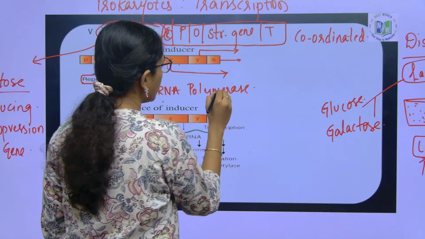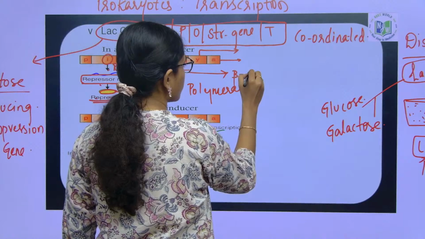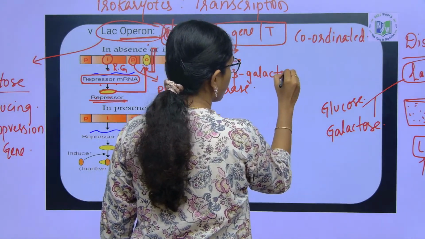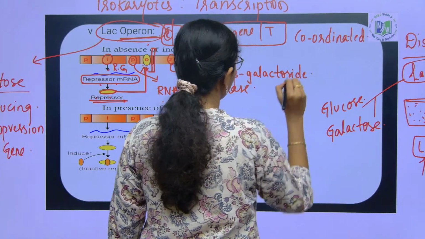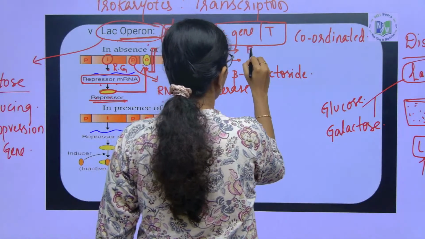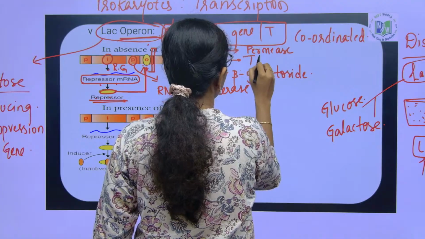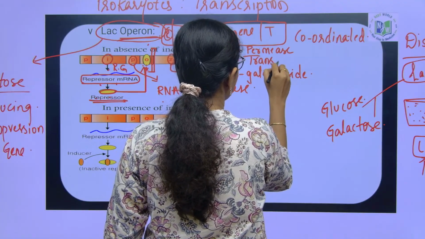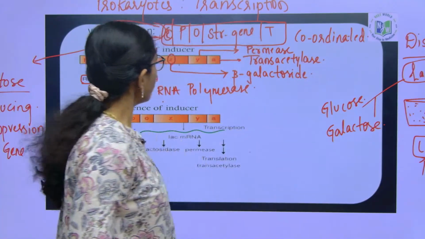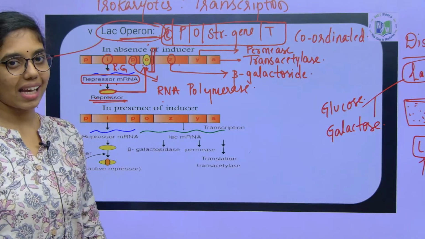The Z gene will be coding for the enzyme beta galactosidase, Y for permease and A for trans-acetylase. Fine, right? So, Z beta galactosidase, Y permease and A trans-acetylase.